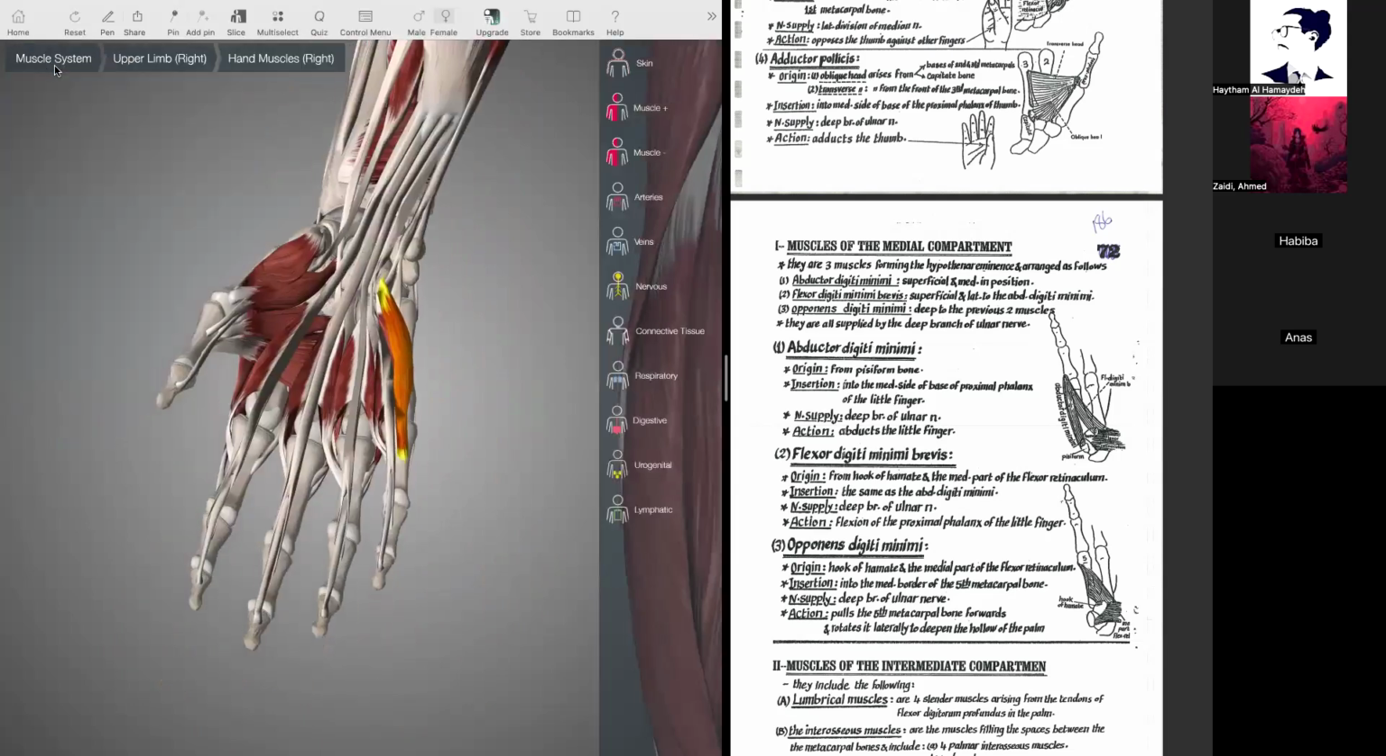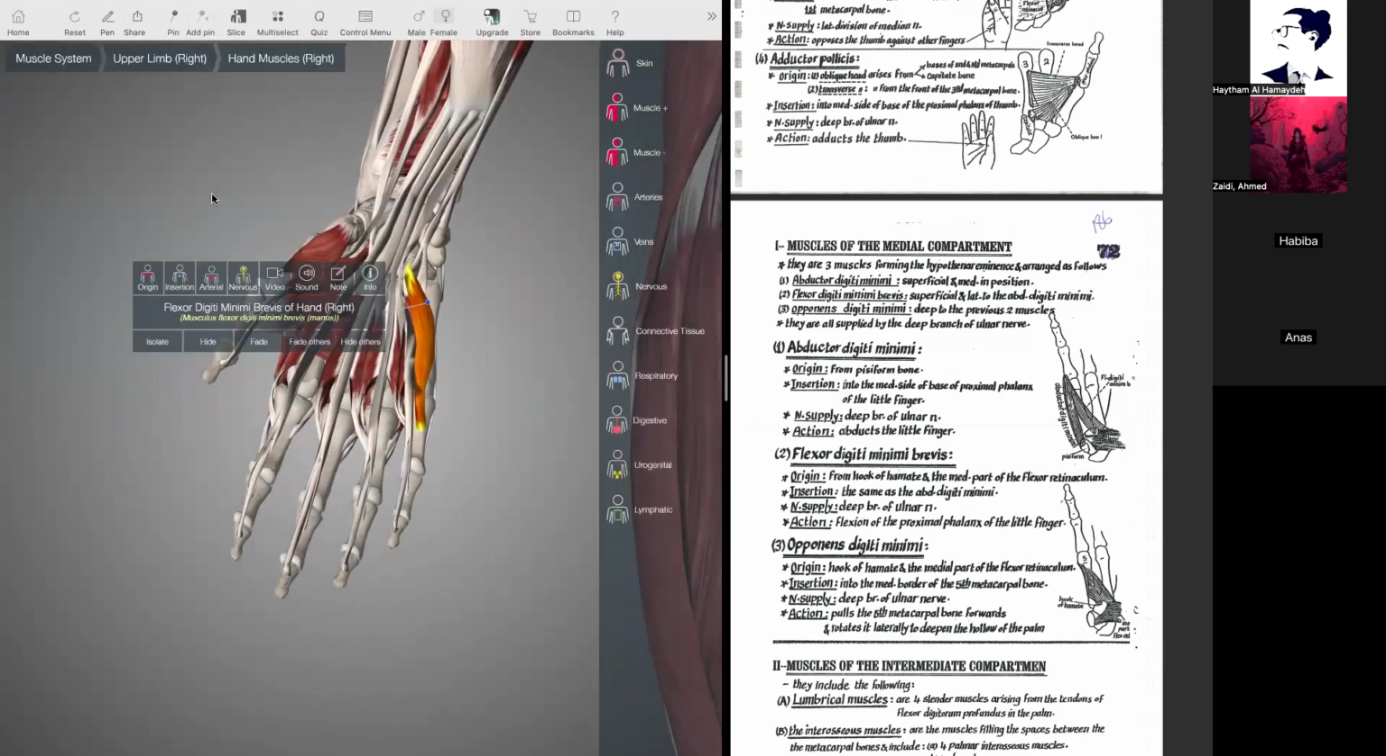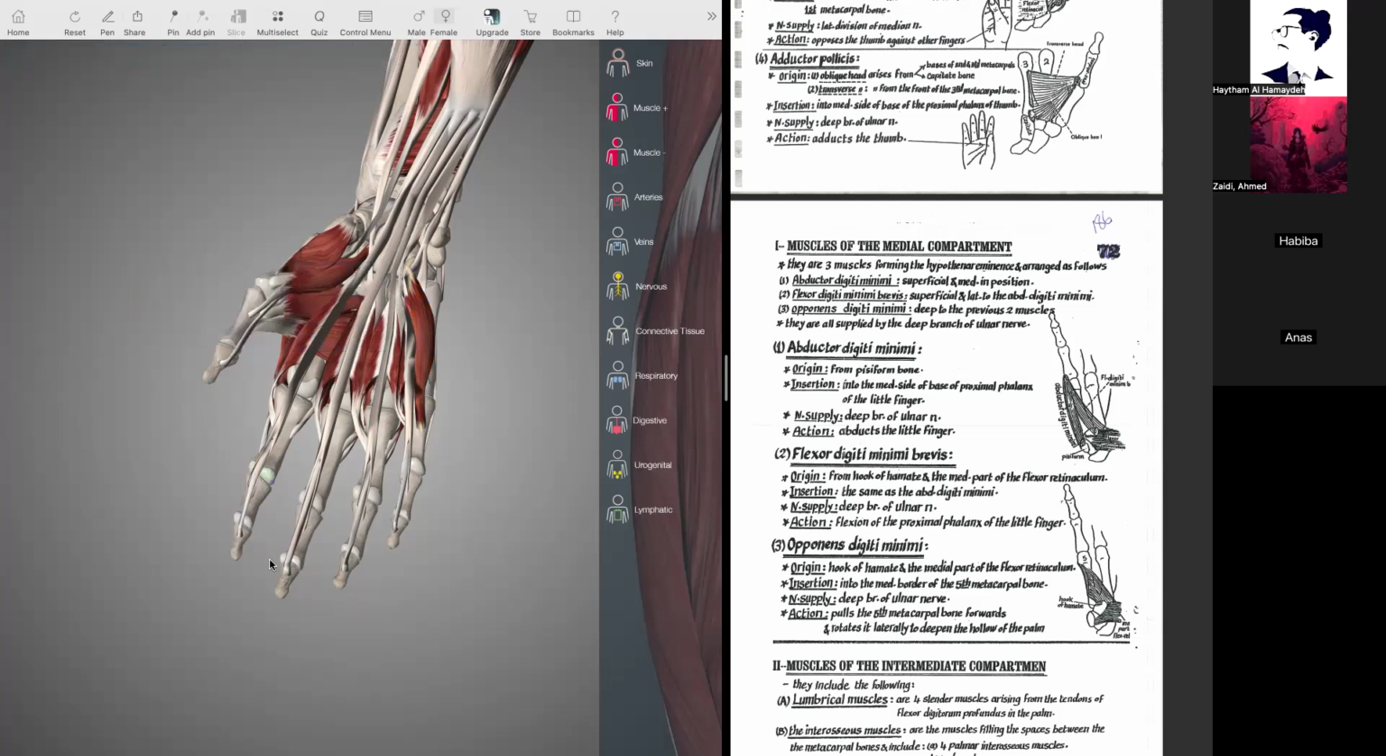Haytham, you know the first and the fifth finger, do they have special names like in the foot? Like we have hallux in the foot. Yes, digiti minimi for the small finger, and for the thumb, it's pollicis. And for the index finger, indicis.